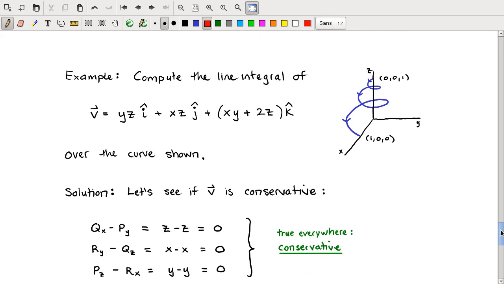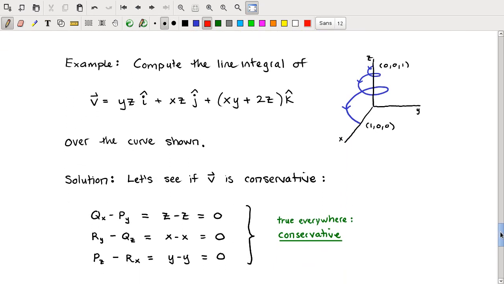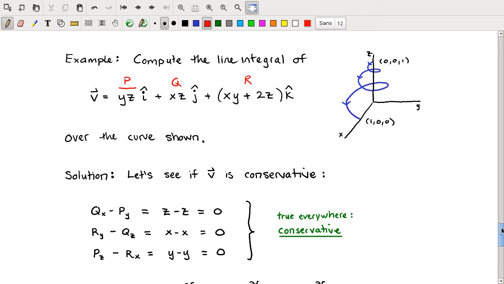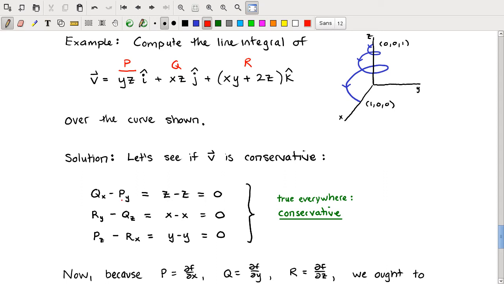Okay, that is a lot of theory. Let us now do an example. So here's how it all works. This is the part that you should pay the most attention to before coming to class. Here we have some vector field. Compute the line integral over the curve shown, and the suggestion is that this might be conservative. So first, we check and see if it's conservative. This is P, this is Q, and this is R.